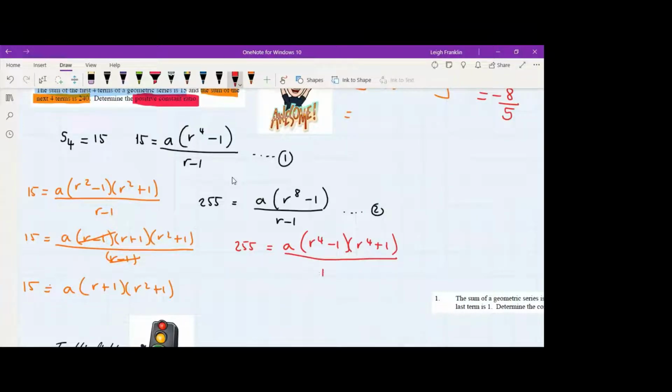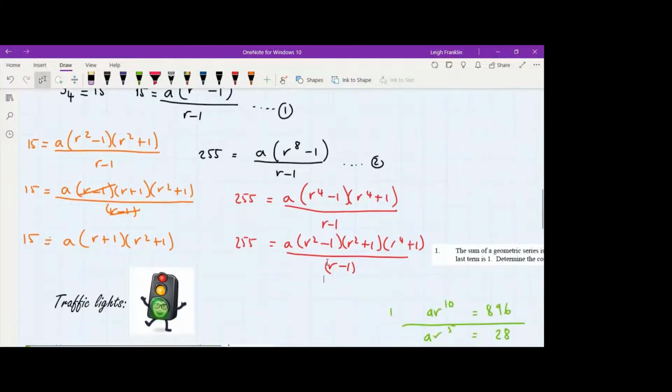All over r minus 1. So that gives us 255 equals A, r squared minus 1, r squared plus 1, over r to the power of 4 plus 1. Comes very long, doesn't it? I wonder if there's a quicker way for us to be able to do this.